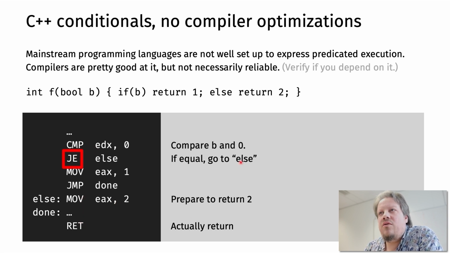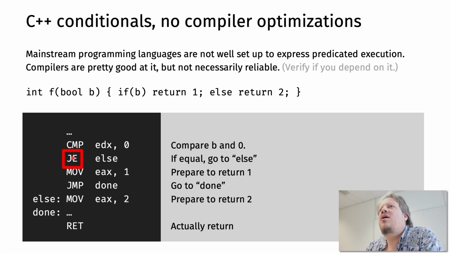If it was not equal to 0, then we don't take the jump, and we end up here. We prepare to return 1, then we jump to done, and then we actually return. So this has a control dependency specifically on this jump-if-equal instruction, and this is how you might imagine that the compiler or your processor actually does this if statement.